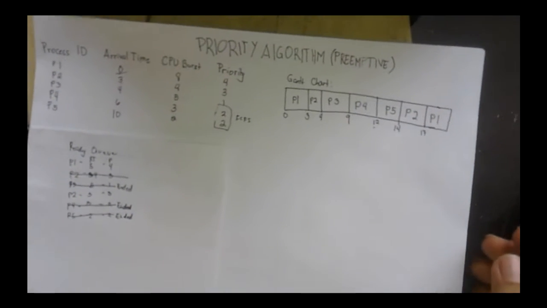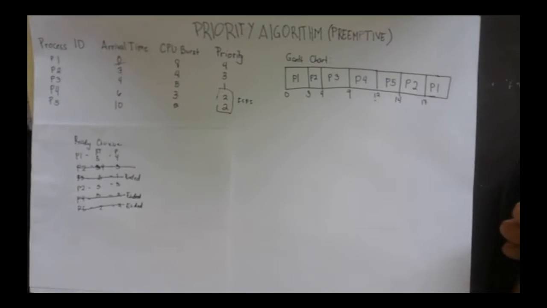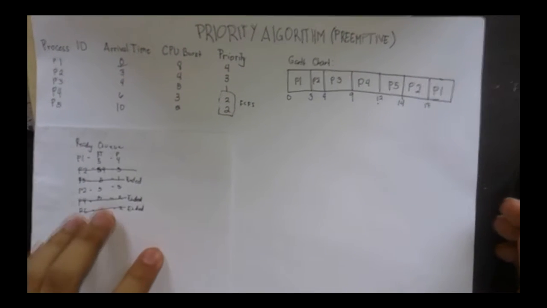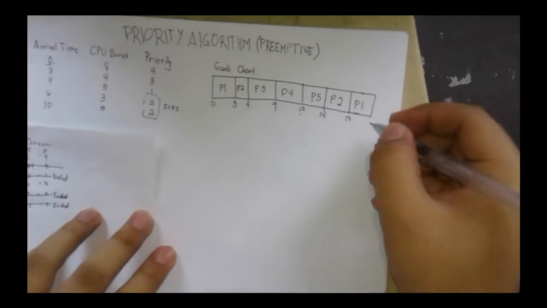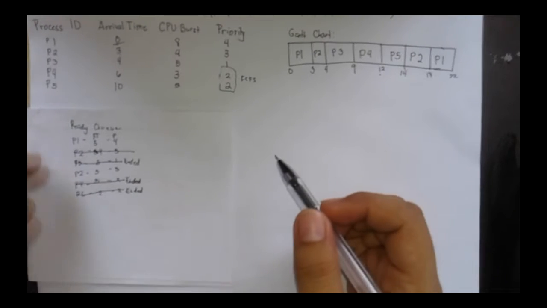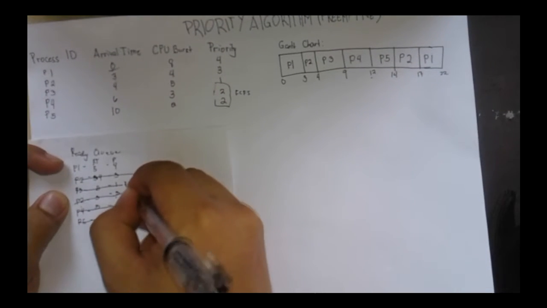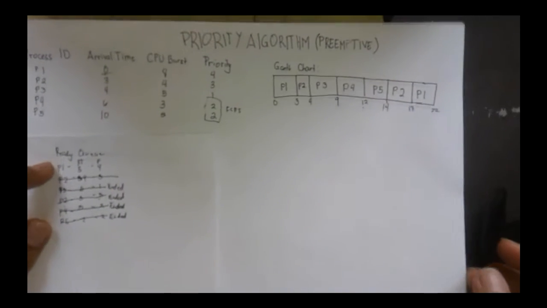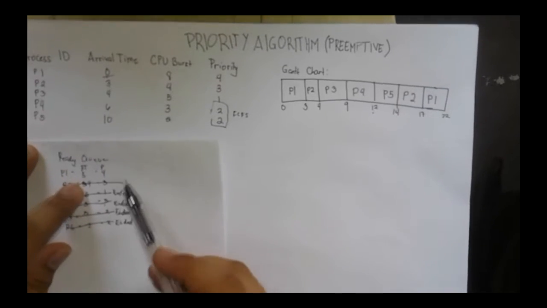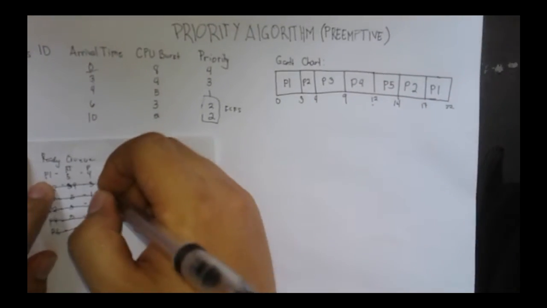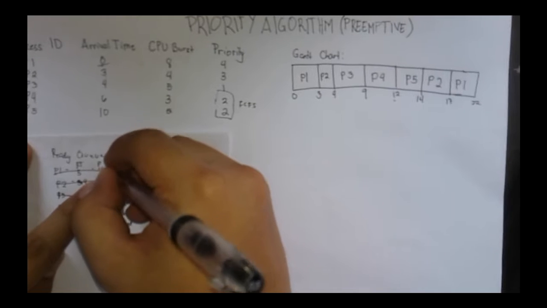So P1 and P2 are the remaining processes that are in the ready queue. I'm sorry, I forgot 22. Okay, so at this point, P2 has the highest priority, so it will be executed until time 17. So it will be ended. And P1 will be next to be executed. So it will be ended at time 22.